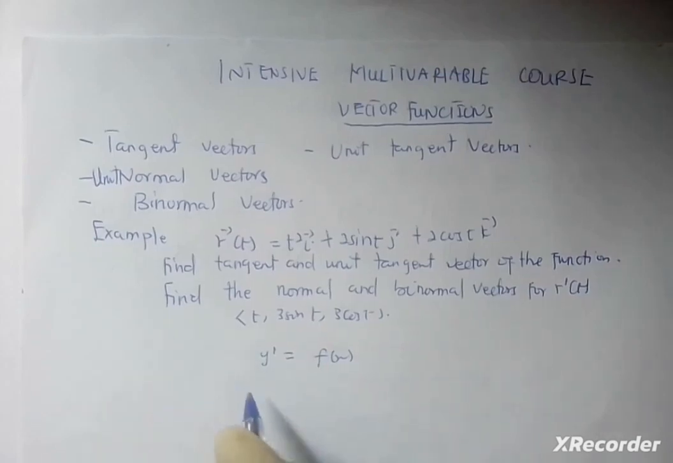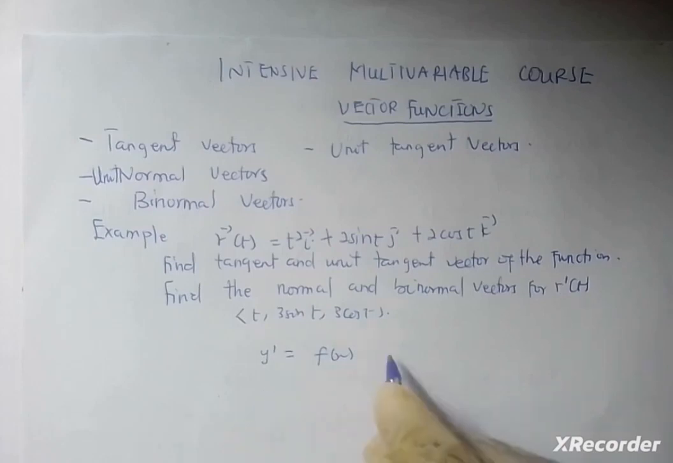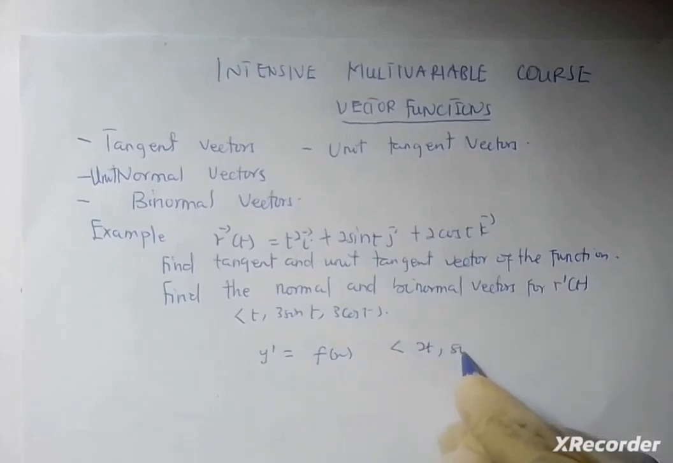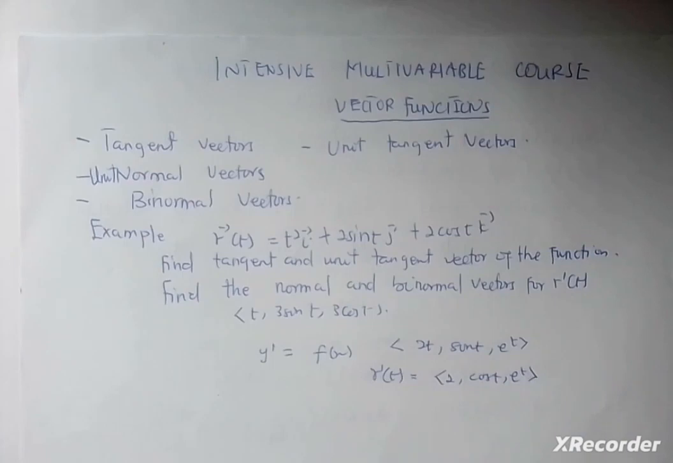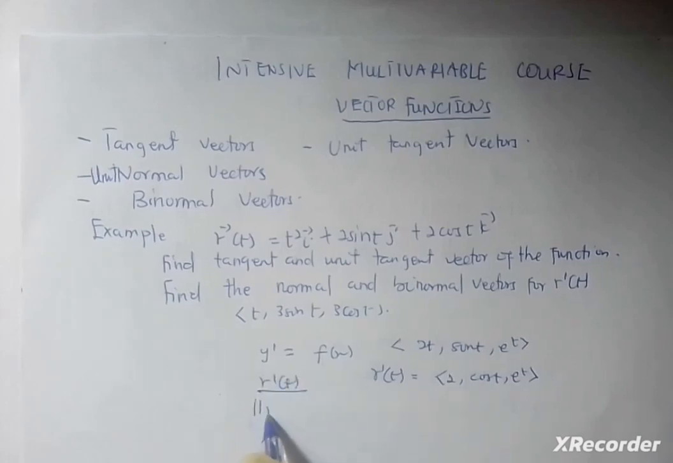So tangent vector simply means, assuming we have a vector function, say r of t equals 2t, sine t, e to the power t. If I find r prime of t, I simply get 2, cos t, e to the power t, and that gives me my tangent vector. Now, the unit tangent vector is simply how you find the unit vector in the direction of a particular vector. So you find the vector itself, r prime of t, over the magnitude of r prime of t, and that gives me the unit tangent vector.